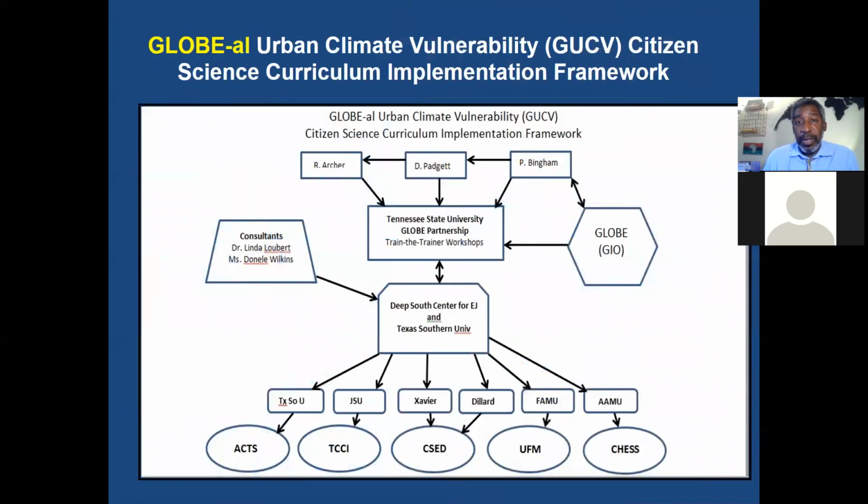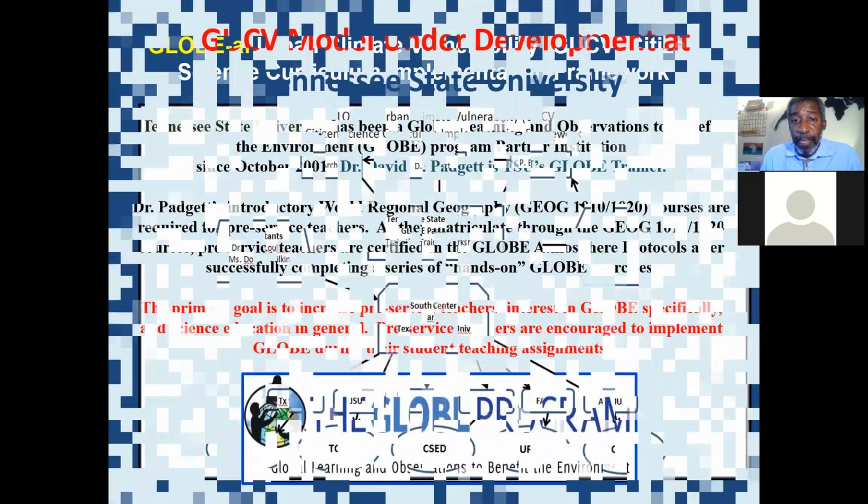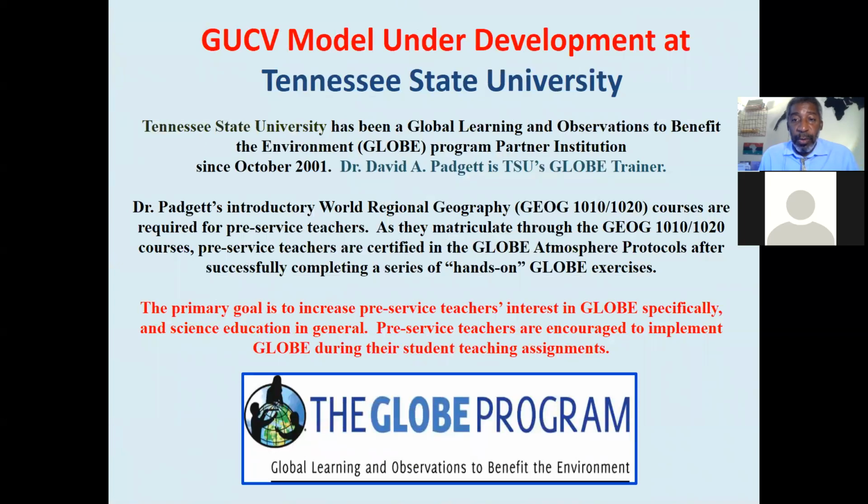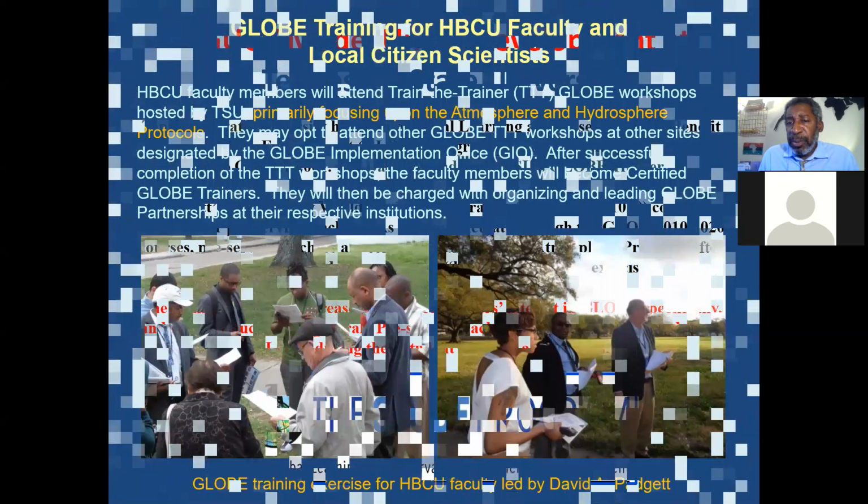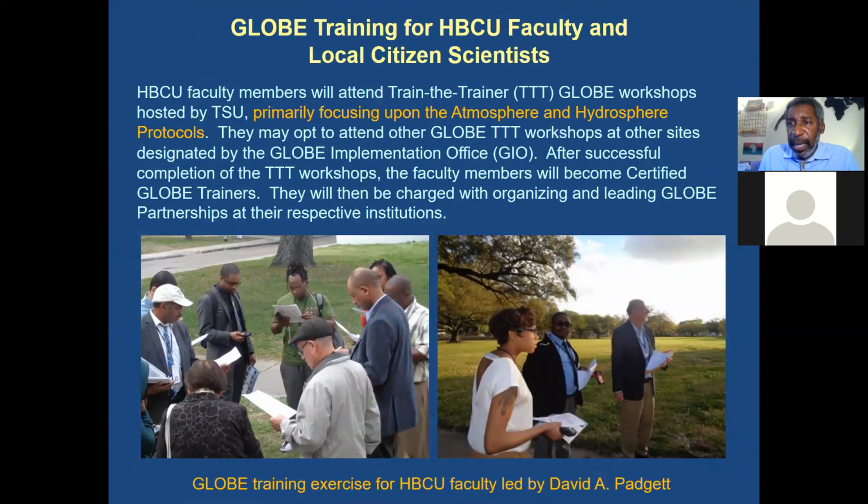And so here is the framework for implementing the curriculum through both HBCUs and informal education institutions such as museums, community centers, churches, Boys and Girls Clubs, and so on and so forth. And so again, our goal is to get more pre-service teachers involved in science teaching. Now, ordinarily, this project is very hands-on.